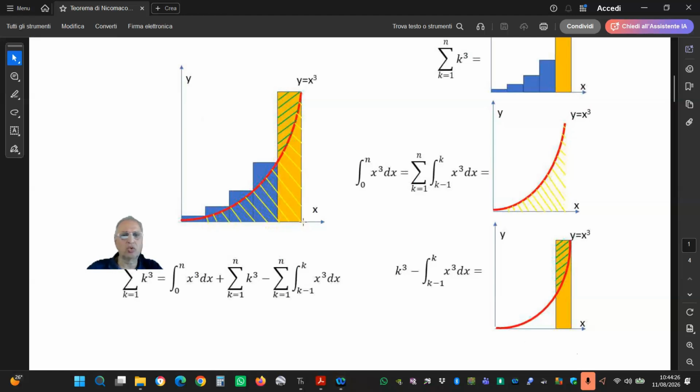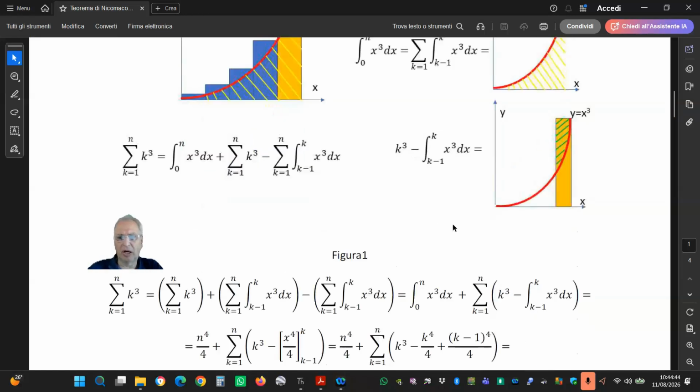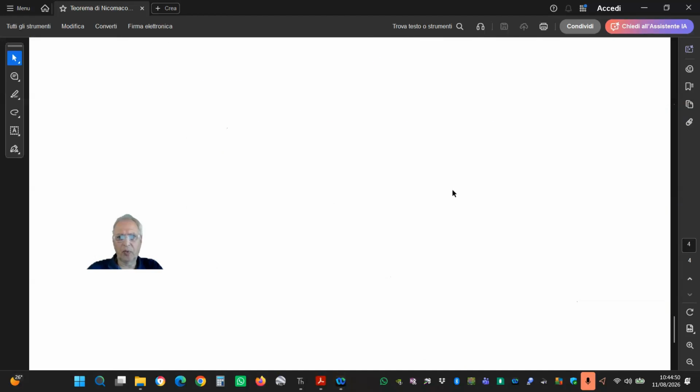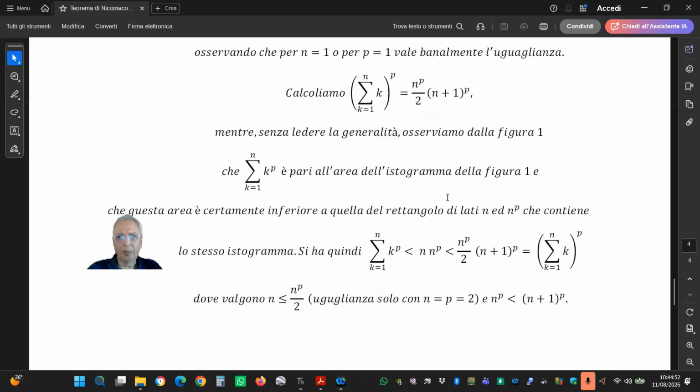And if I calculate at this point the area of the rectangle that contains this histogram, how much will this rectangle be worth? Well, on this side we said, even if it's not written on the figure, that it's worth n, on this side it's worth n cubed. In the figure in general, n raised to p. So the rectangle that contains the histogram is worth n times n raised to p. And so let's see again what we can say.